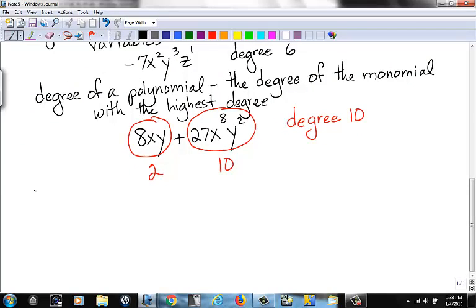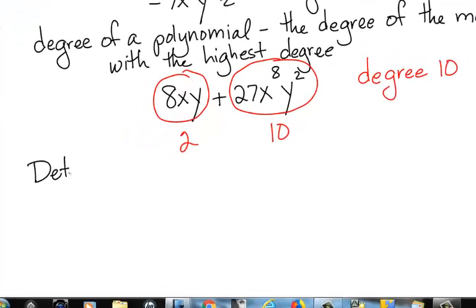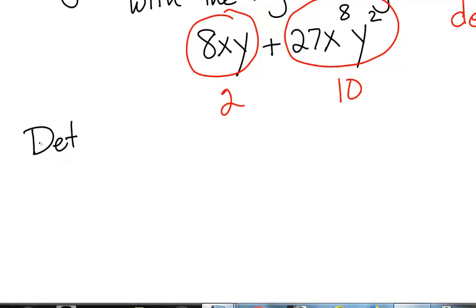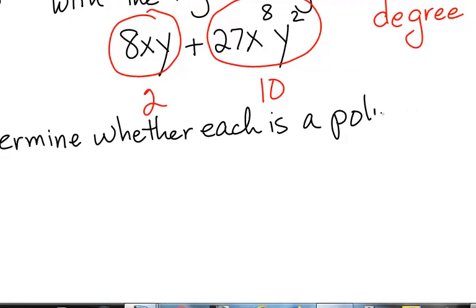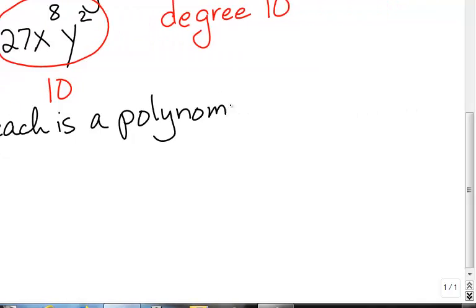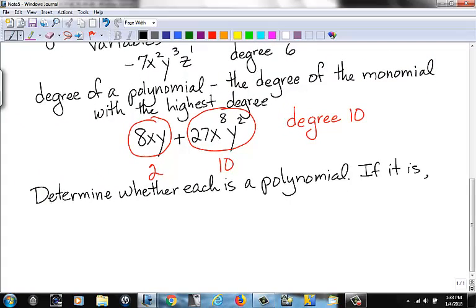Okay, then they will give you problems like this. Just the exponents, yep. They will say, example, determine whether each is a polynomial. So on that, they're just asking yes or no. Is it a polynomial? If it is, state the degree of the polynomial.